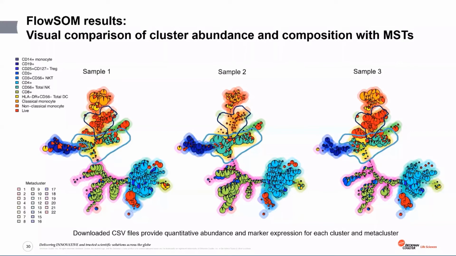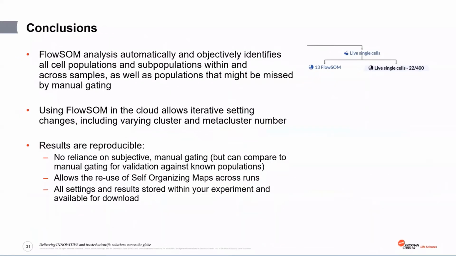Those are just a couple highlights of how to use FlowSOM in Cytobank. And as you work with it more, you can find more utility, more applications. I hope we've shown you today how with FlowSOM, you can automatically and objectively identify all the cell populations and subpopulations within and across samples, as well as populations that might be missed by manual gating.